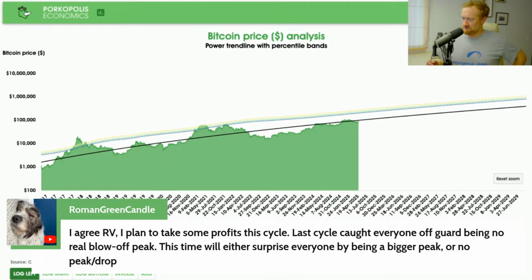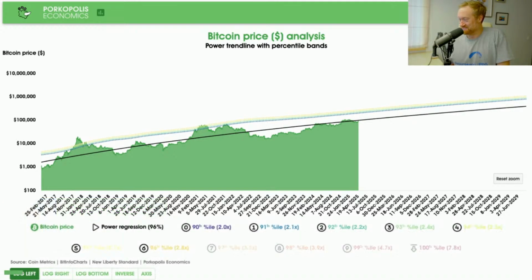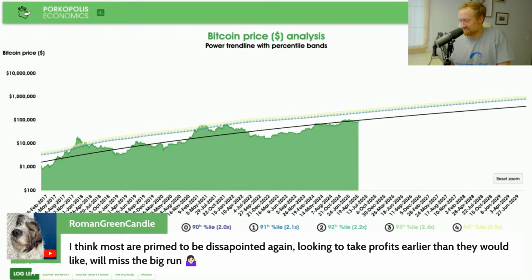Geo, Roman: I plan to take some profits this cycle. Last cycle caught everyone off guard, being the real blow-off. No real blow-off peak, I agree. It's probably going to be a surprise this time, too, though. That's the crazy thing. And maybe it's a surprise way to the upside. It's really hard to do that with Bitcoin, right?